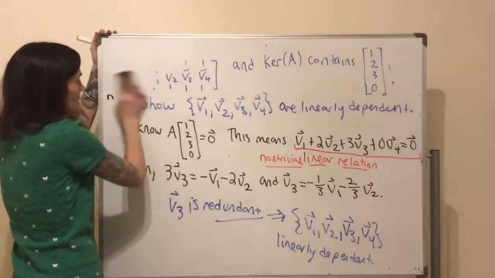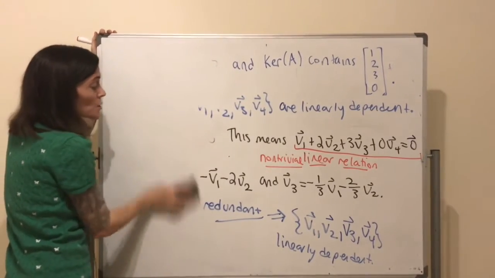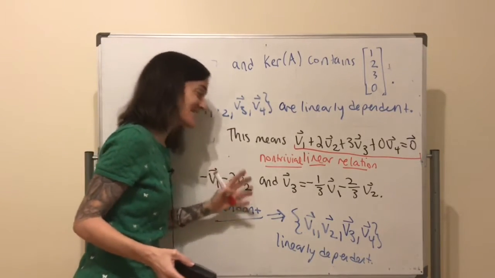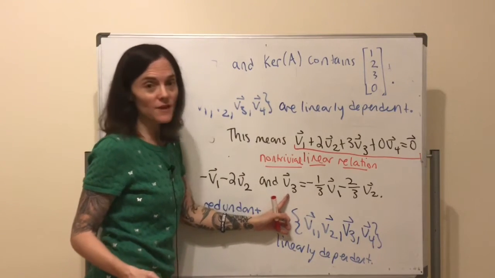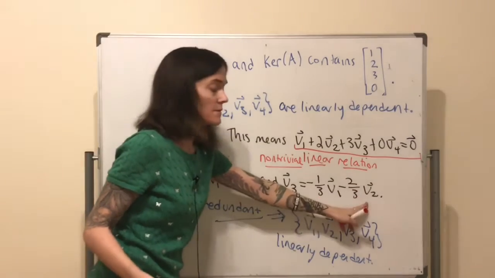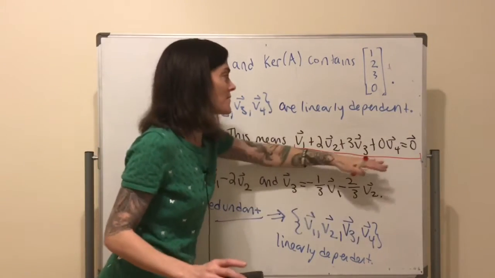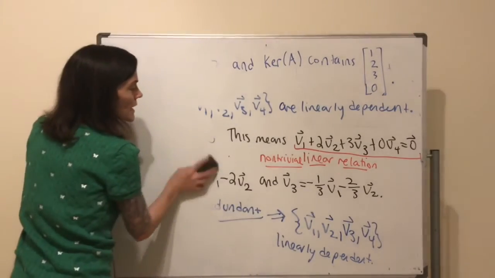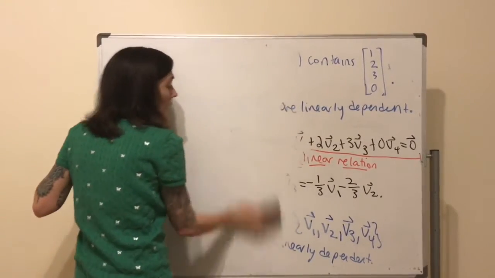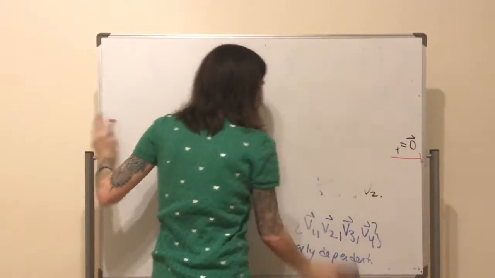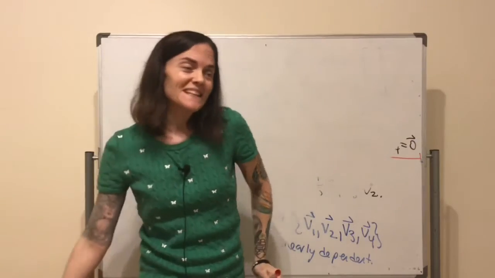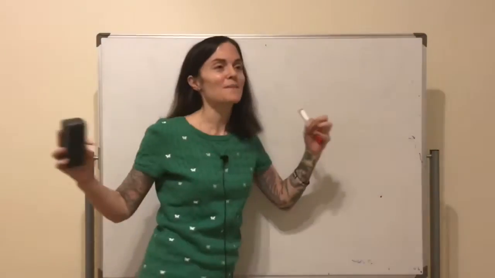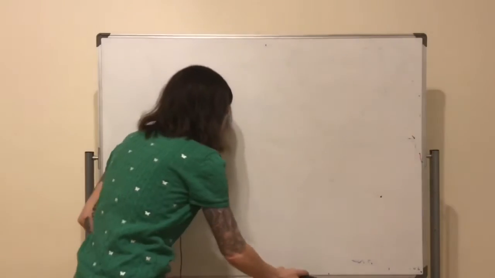Well, let me erase some. You'll notice the way I was able to write v3 as a linear combination of 2 of the vectors that came before was because of this being a non-trivial linear relation, because this equation allowed me to write v3 as a linear combination of ones that came before. And so we can characterize linear independence and linear dependence in terms of these linear relations. So in terms of taking some linear combination of the vectors, setting it equal to 0, things like this.